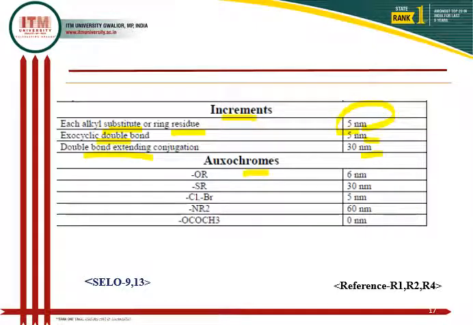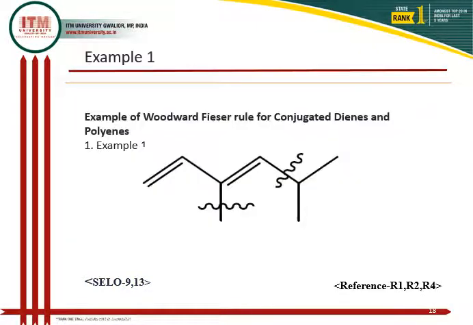Then we have the auxochromes. You understand what the auxochromes are? If an auxochrome is attached to the compound, the values are also added to the base, like OR. How much for OR? 6 nanometers is added. SR, 30 nanometers. Chloro, bromo, each 5 nanometers. We have the amine group NR2, that is 60 nanometers, and for OCOCH3 no addition is required. So you have to remember all the values to be added to the base or parent value.